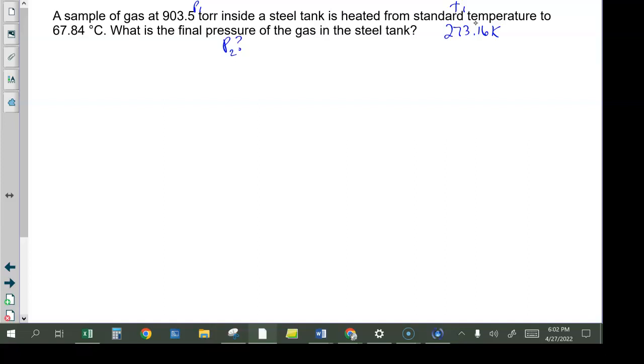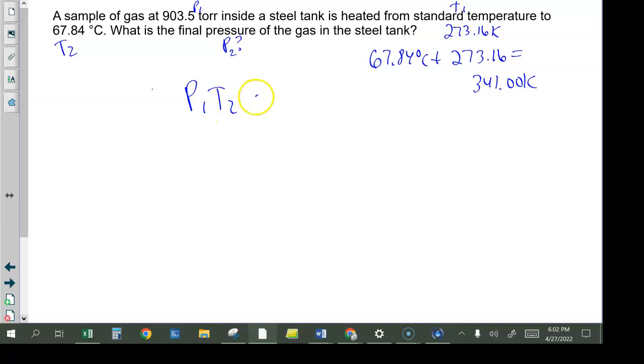Okay, so here we have T2. So we've converted that. I already converted that by doing 67.84 degrees Celsius plus 273.16, which gets me 341.00 Kelvin. My formula is P1T2 equals P2T1. I think I said that right the first time. And pressure is going to be 903.5 torr.